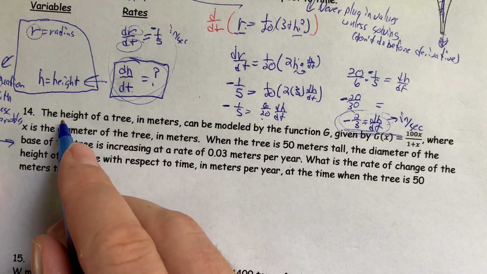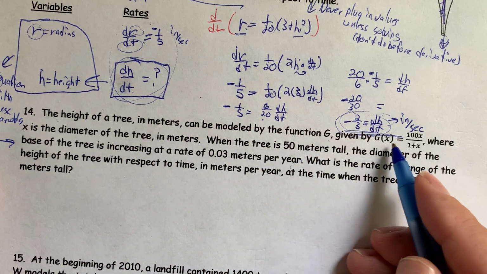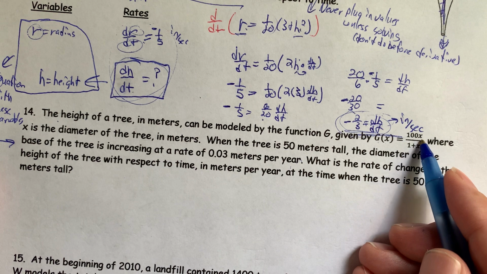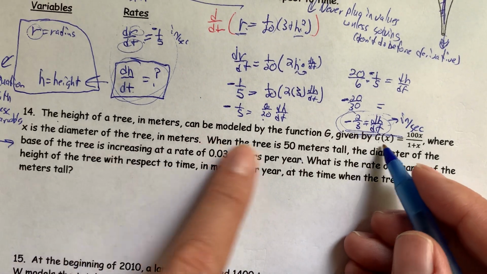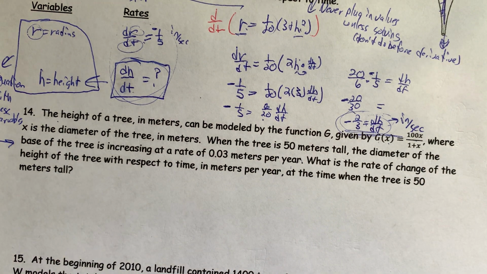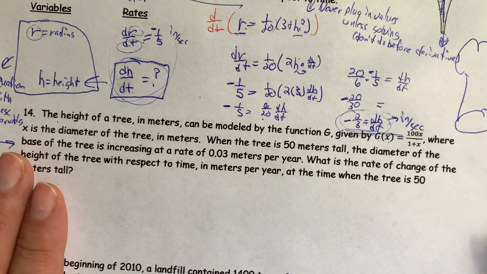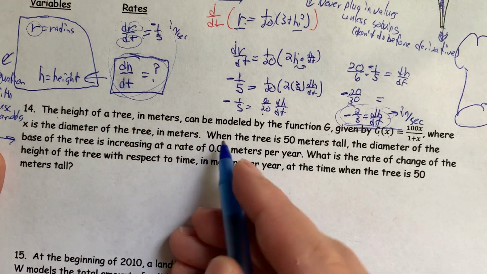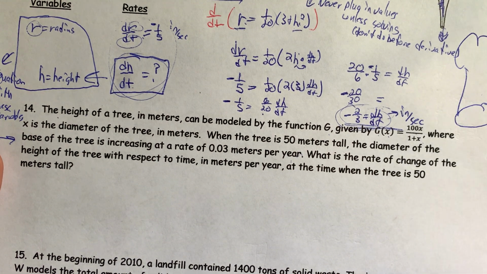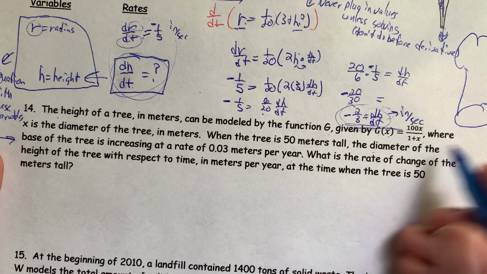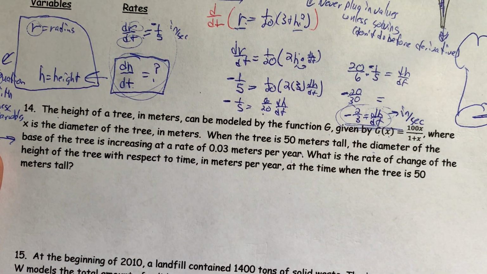Okay, so let's look at the height of a tree in meters can be modeled by the function g, given by g of x equals 100x over 1 plus x, where x is the diameter of the tree. So it's saying that the height of the tree is related to the diameter of a tree. So how wide a tree is can tell you about how tall the tree is. Okay, I believe that. Okay, when the tree is 50 meters tall, the diameter of the base of the tree is increasing at a rate of 0.03 meters per year.